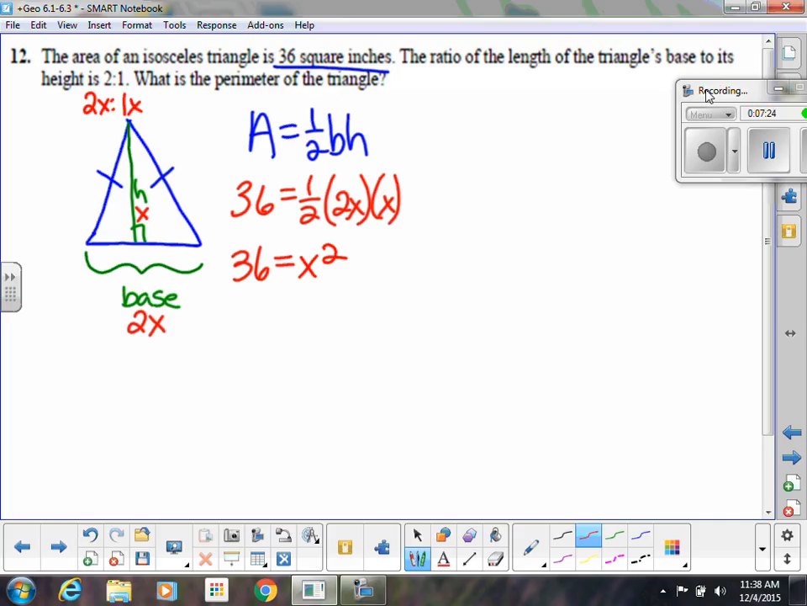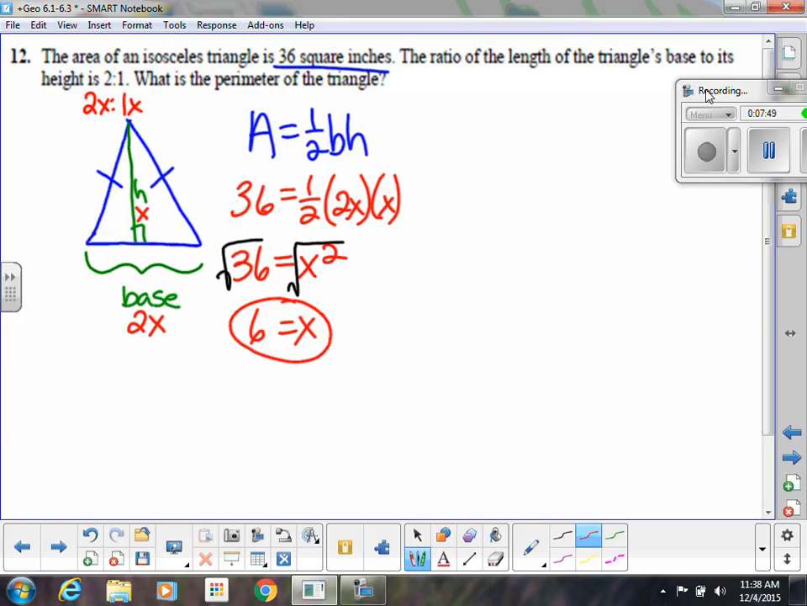And then take the square root of both sides. And so I'm going to get x equals plus or minus 6. Now, if we think about this, though, I can't have -6 because my height is supposed to be just plain old x. So I really don't want plus or minus 6. I just want positive 6. All right, so we know what x is. We're trying to find the perimeter.